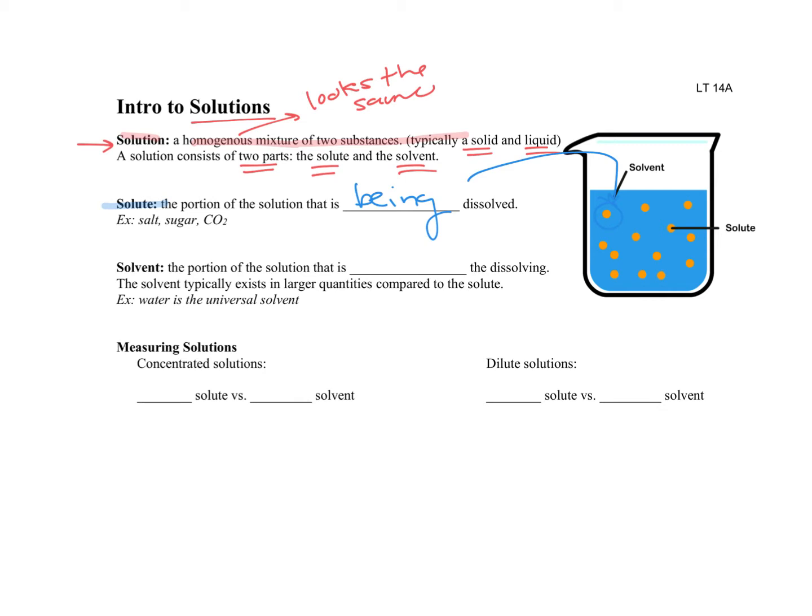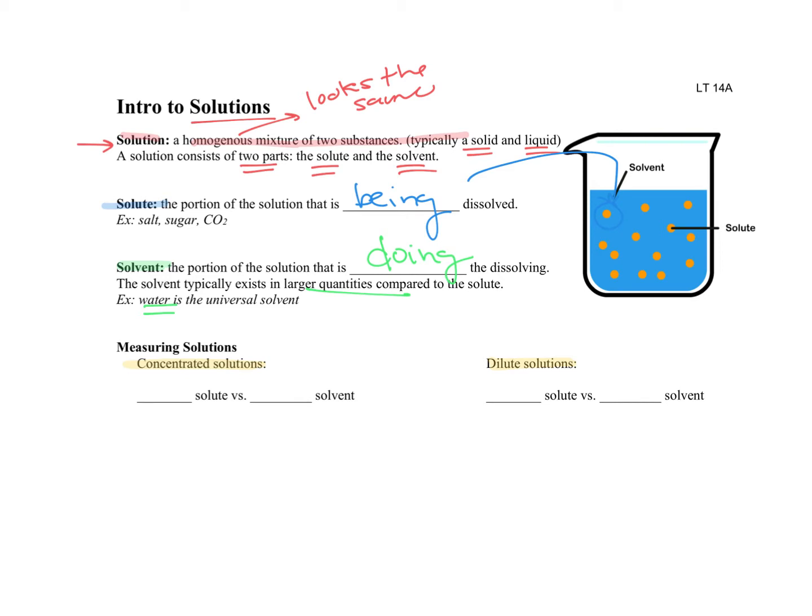The solvent is the part of the solution that is doing the dissolving. This typically exists in a larger amount, and a very common solvent is water. Water is known as the universal solvent. It is so good at dissolving things. So we have two vocab words that can describe a solution and how much solute versus solvent there is.